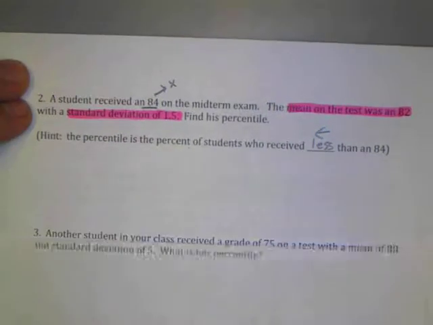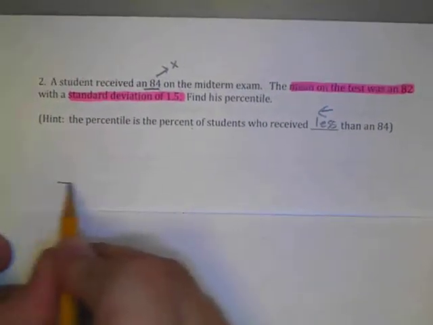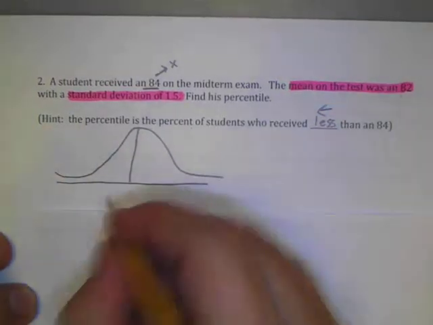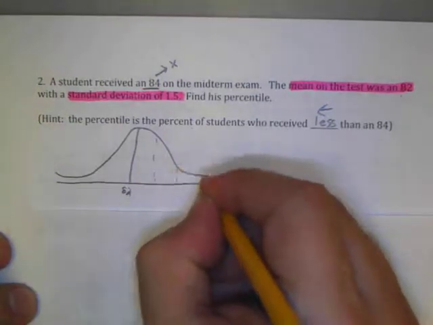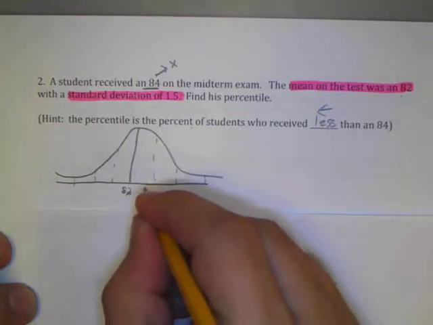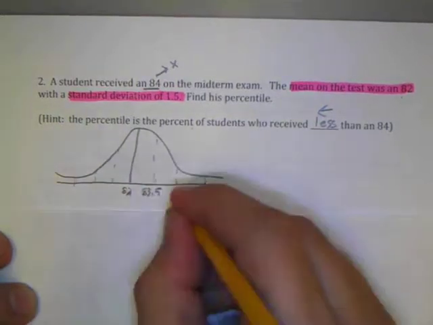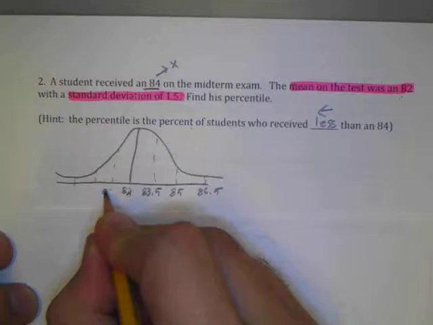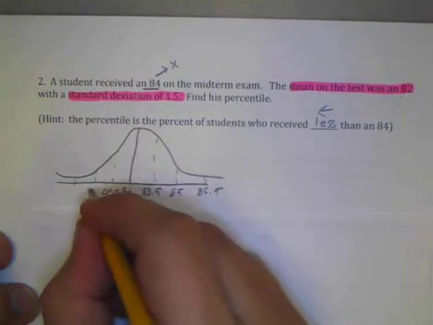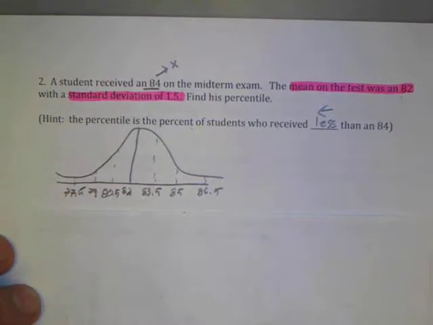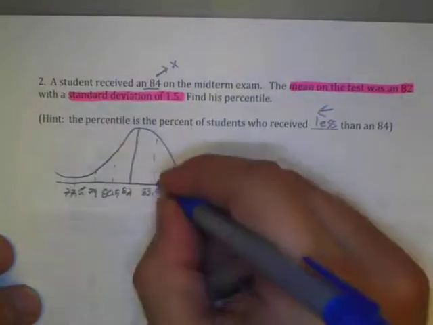All right, so let's go ahead and draw our picture. Put the mean in the middle. The mean was an 82. You go up and down by standard deviations. So 82 plus 1.5 is 83.5. Plus another 1.5 is 85, and then 86.5. Take away a 1.5, I get an 80.5. Then I get a 79, then I get a 77.5. All right, and I want to know what the percentile is. So my X value was 84, so 84 is right in here.